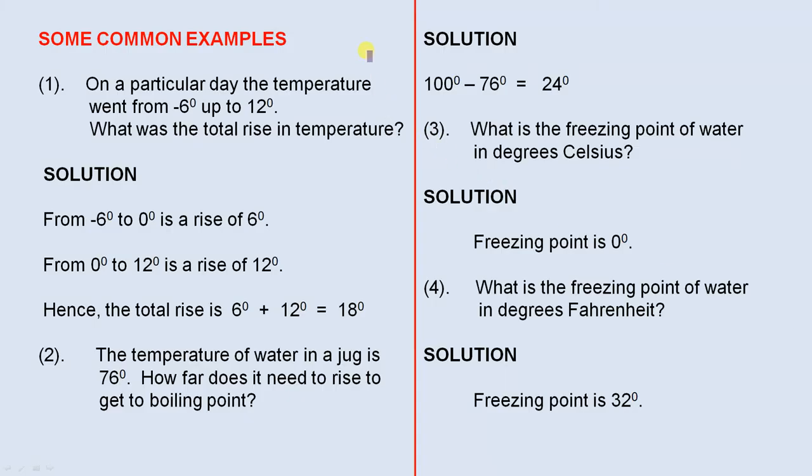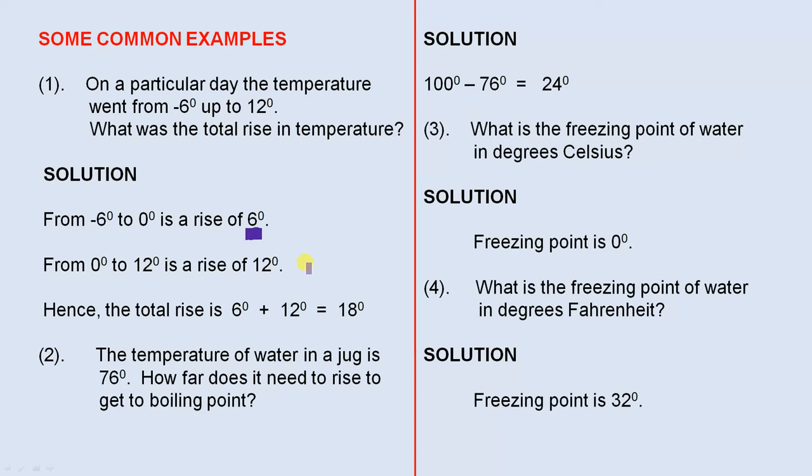Let's have a look at some common examples. Number 1. On a particular day, the temperature went from minus 6 degrees up to 12 degrees. What was the total rise in temperature? So the solution: from minus 6 degrees to 0 degrees is a rise of 6 degrees. So that rise there is 6 degrees.